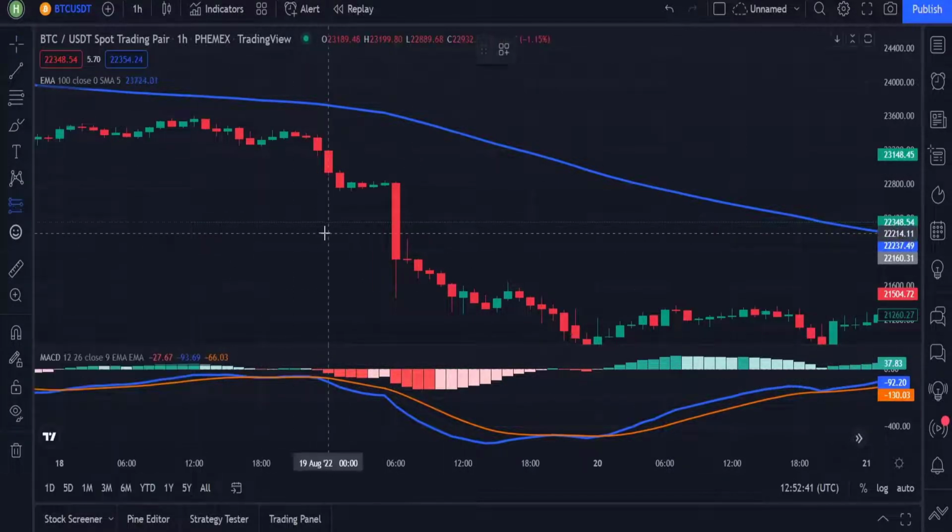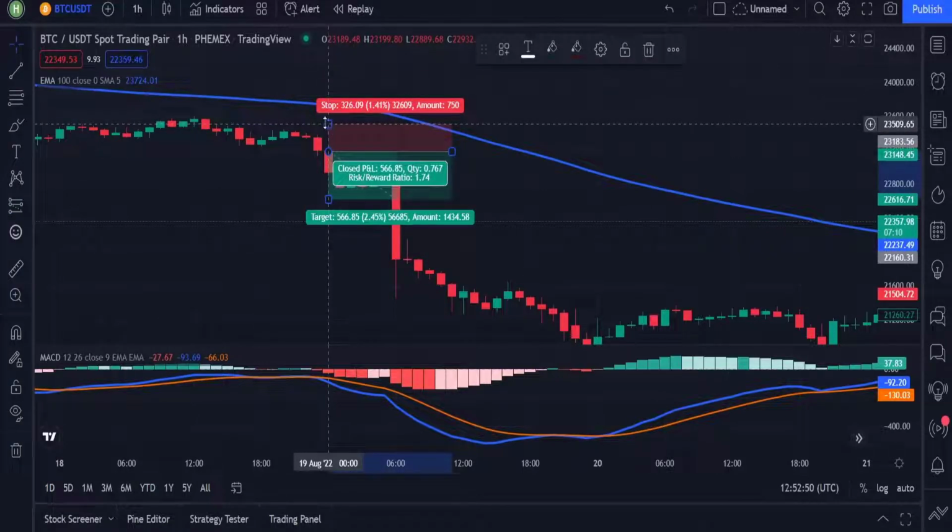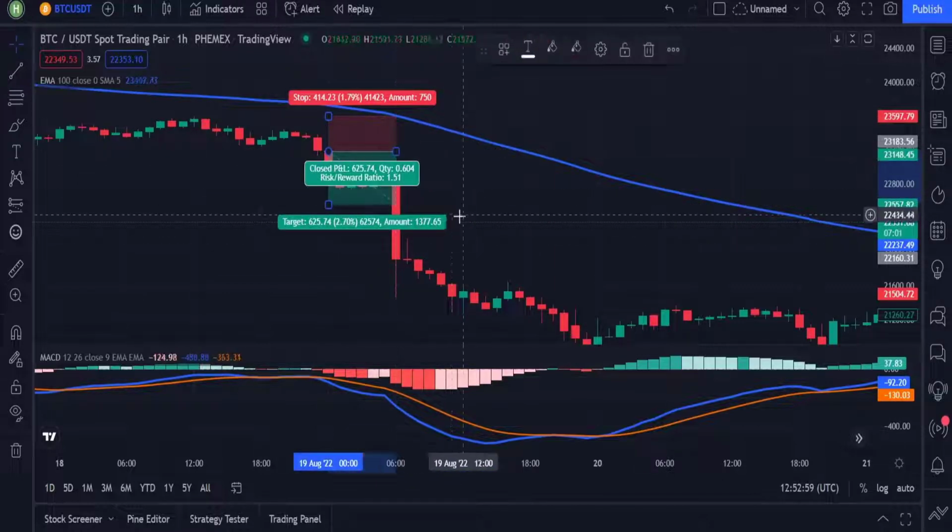And if the risk to reward ratio is kept 1 to 1.5, we would hit profit right here. Beginners can really take advantage of this strategy. All you have to do is follow the rules strictly.